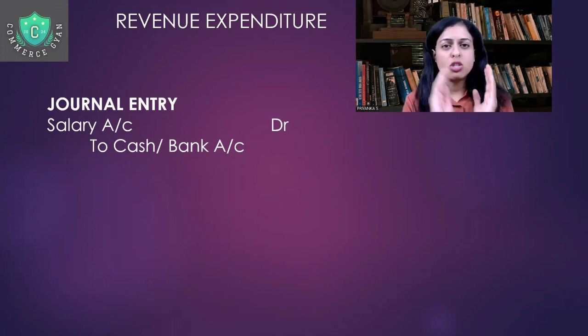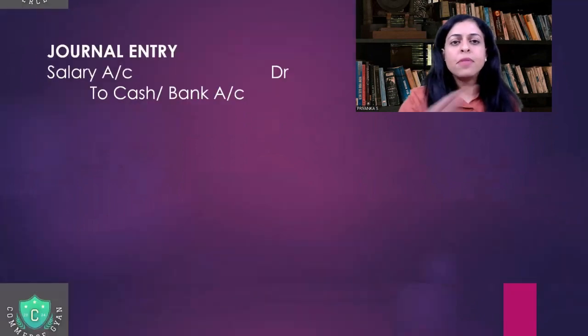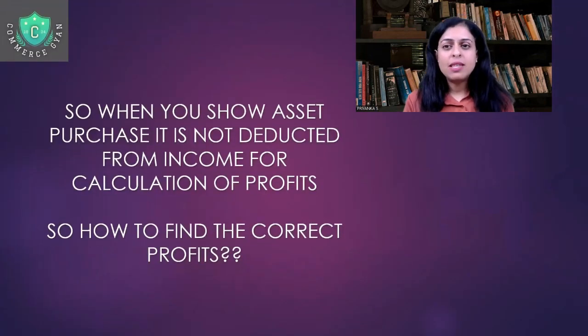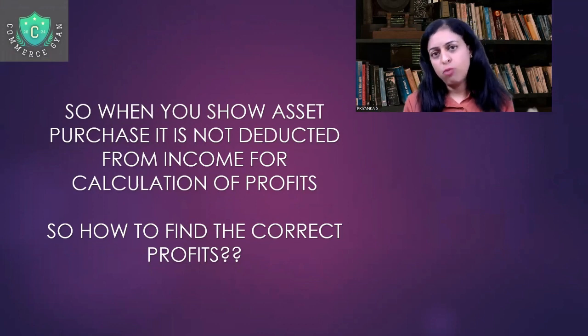Capital expenditure is long duration. It is the expenditure on assets, and revenue expenditure is short duration, and it is the regular day-to-day business expenditure. Fine. Now coming to the basic understanding. So when you show the asset purchase, it is not deducted from the income for calculation of profits.